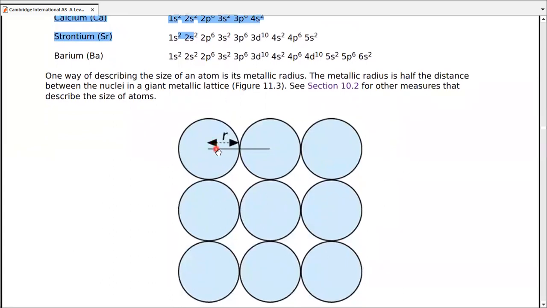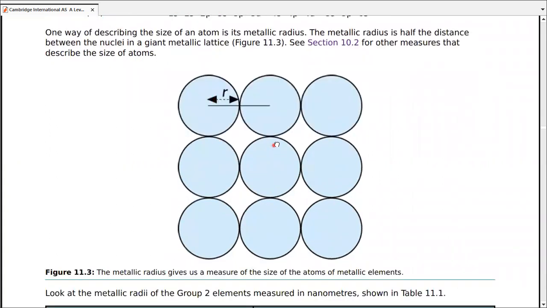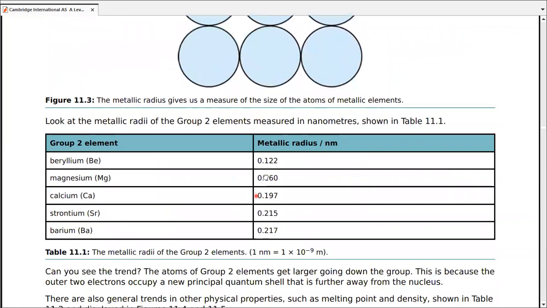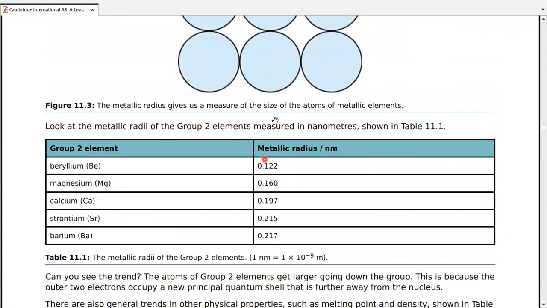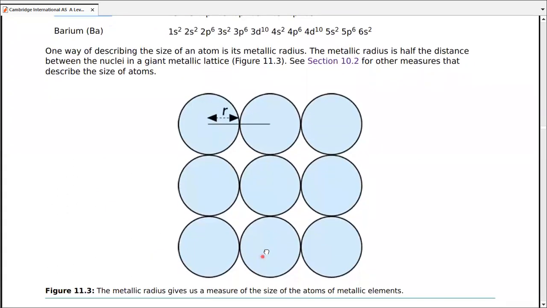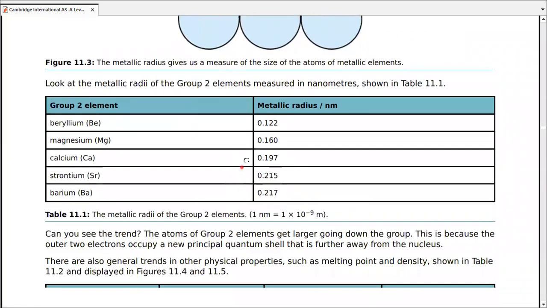Moving on, the way of describing the size of an atom is its metallic radius. The metallic radius is half the distance between the nuclei in a giant metallic lattice, and this is a very good way that it has been represented. I hope with this you get an idea what the r, or the metallic radius, stands for. Now, since they are all metals and present in giant metallic bonding, metallic radius from a giant metallic lattice is the appropriate thing to use.